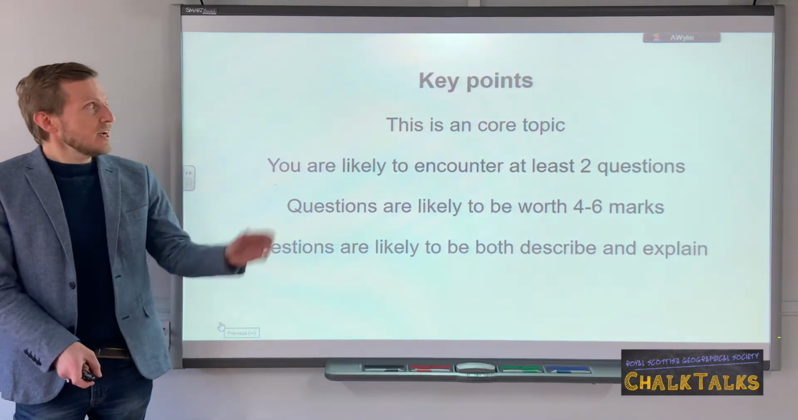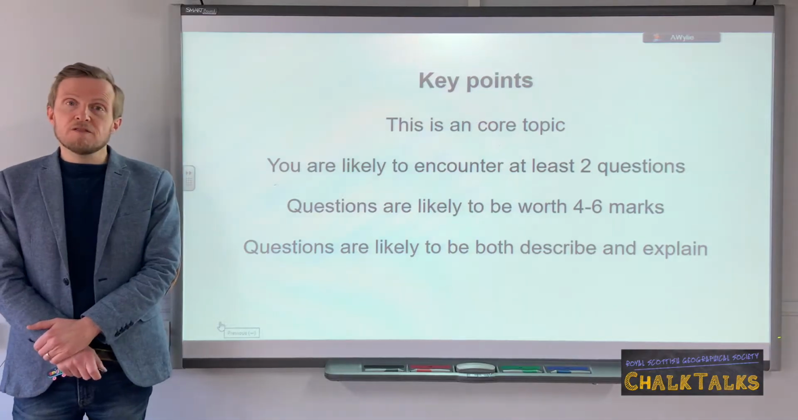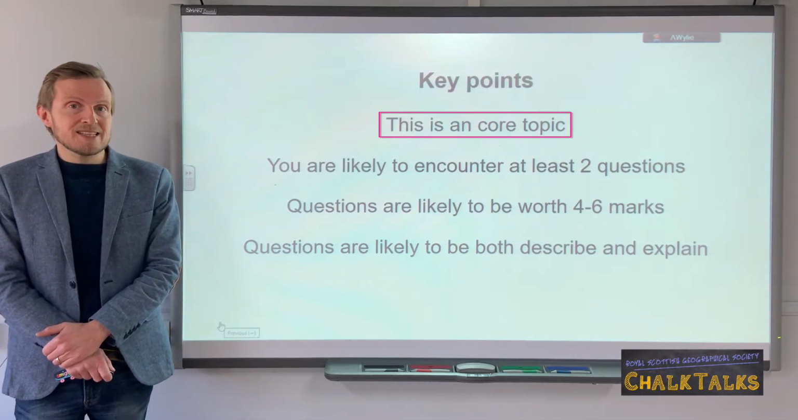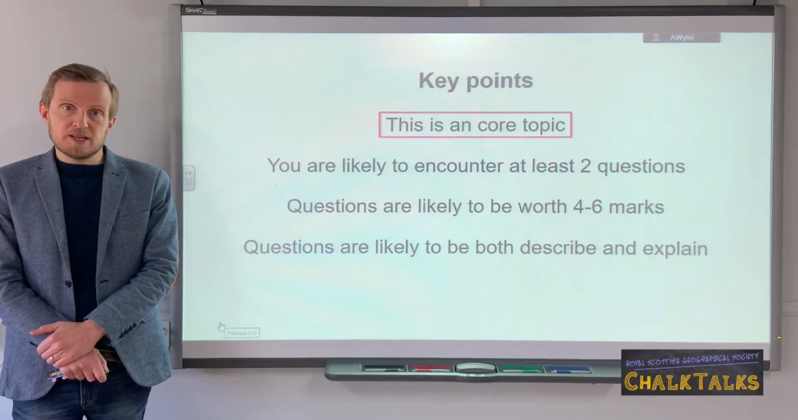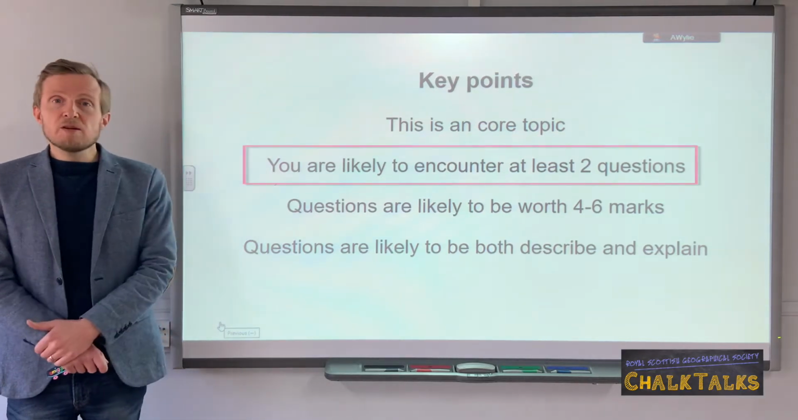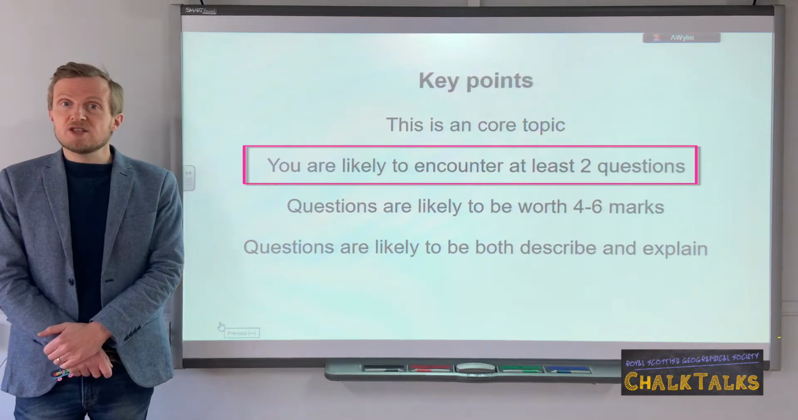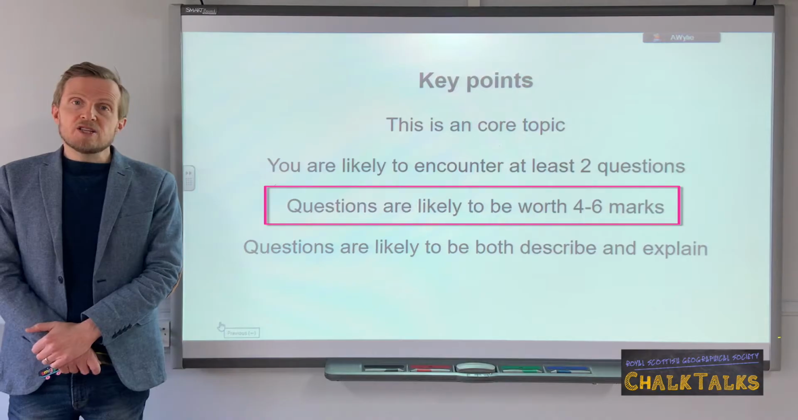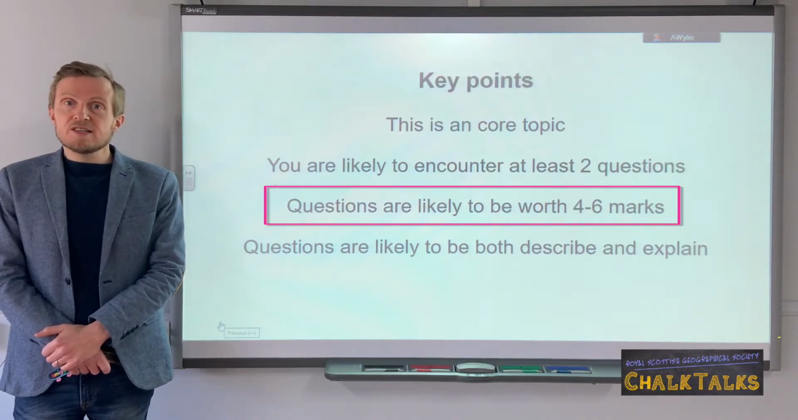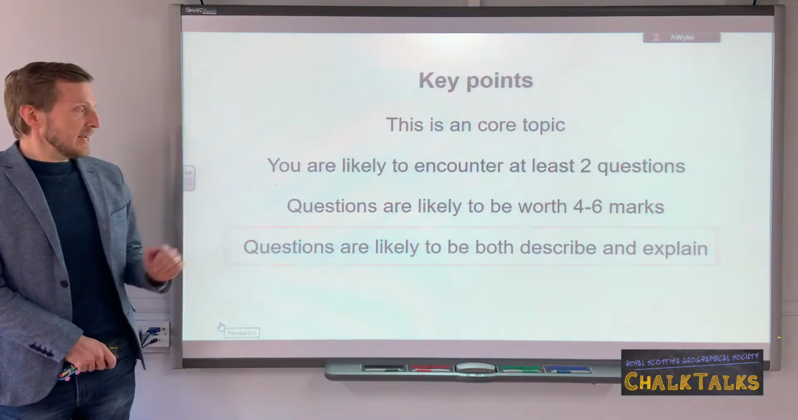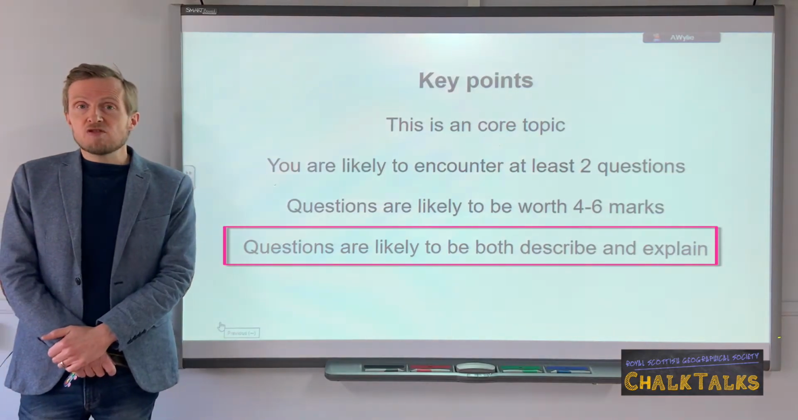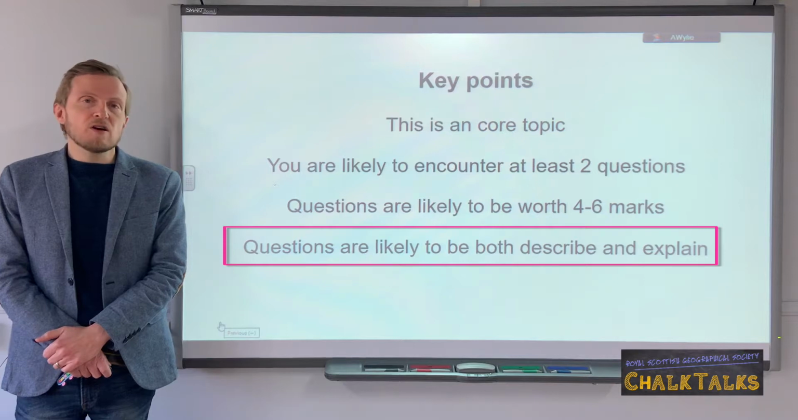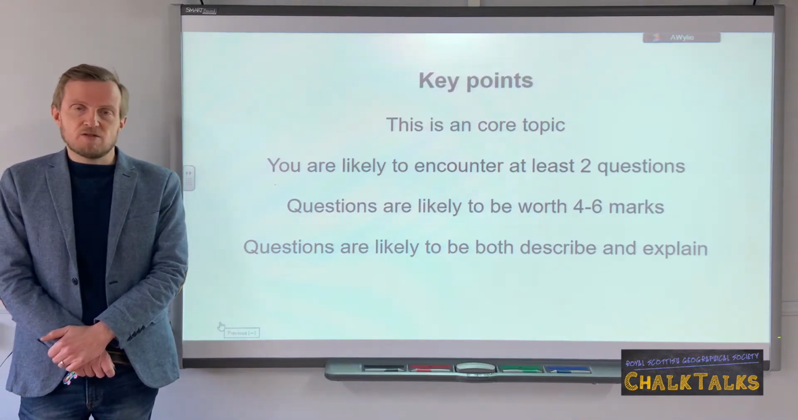Before we get started, I would just like to outline some key areas of this topic. First of all, it is a core topic. What that means is you must answer the questions that appear on the population topic. Second of all, you're more than likely going to encounter two questions in this area. Thirdly, the questions are likely to be somewhere between 4 to 6 marks. And finally, questions are likely to be a describe and possibly an explain question. And I'll talk more about how to approach those types of questions in the session later on.